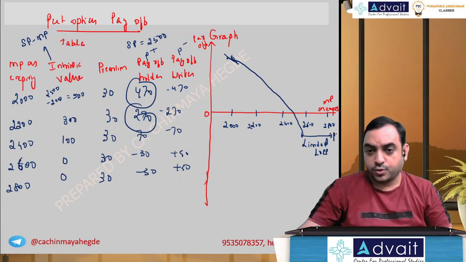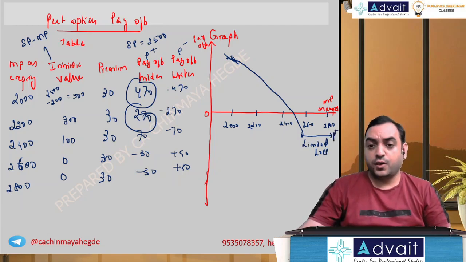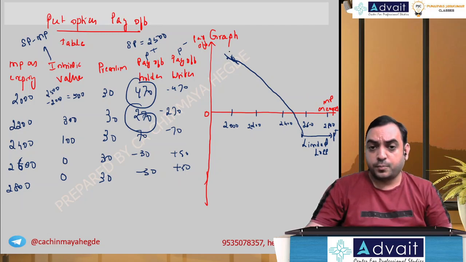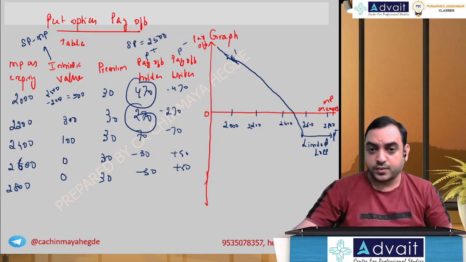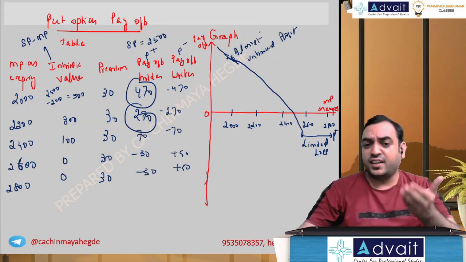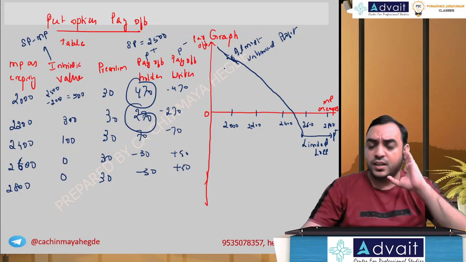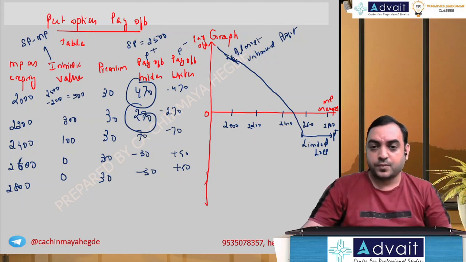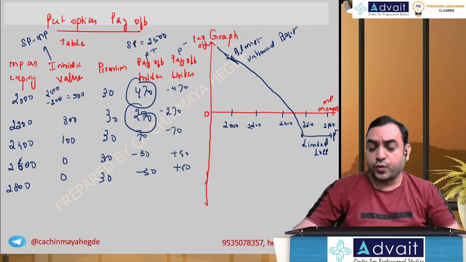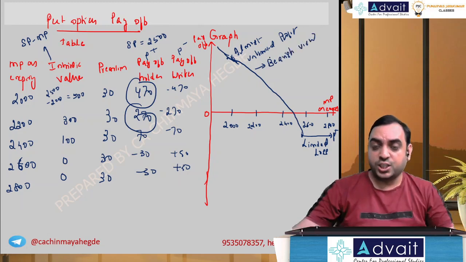This is put option holder, P plus: limited loss, almost unlimited profit. Why almost? Because theoretically, you cannot have the share price going below zero. So theoretically we say limited profit, but you should say unlimited profit when the market price comes down. So when the market price is less, you make profit. That is why it is called a bearish view. Put option holder will have a bearish view, P plus.